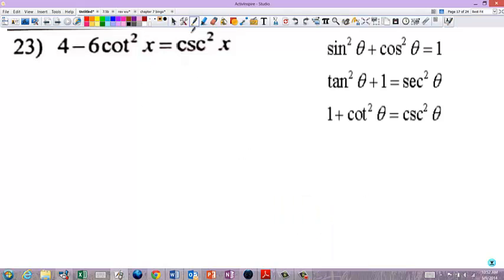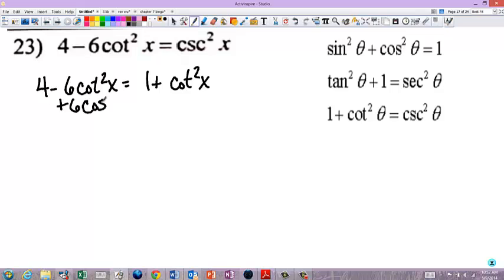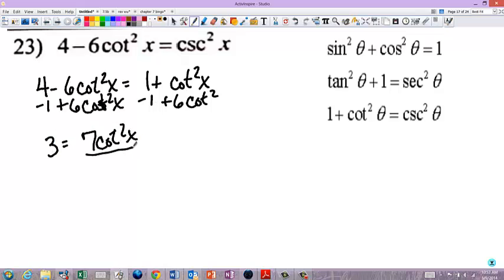I'm just going to replace cosecant squared with 1 plus cotan squared. Get everything on one side. All I have is cotan squared, so I can add my plus 6 cotan squared. Minus 1, minus 1. So 3 equals 7 cotan squared. Divide by 7. So cotan equals plus or minus the square root of 3/7.